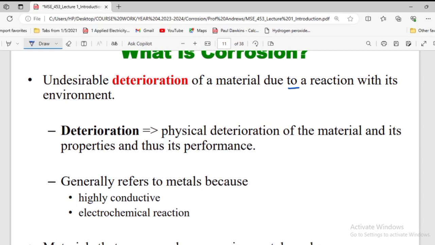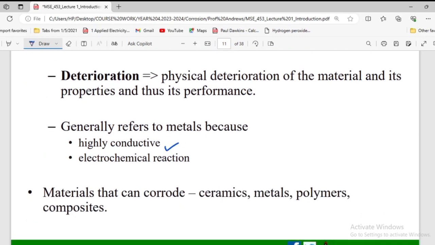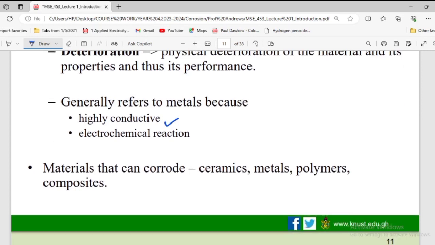Now, why is it that corrosion mostly refers to metal? This is because metals are highly conductive. They can conduct electricity, which means they allow electrons to flow through them. They also undergo electrochemical reaction. Now, we may think that only metals undergo corrosion, but that is false. We have other materials that undergo corrosion: ceramics, polymers, and composites. When ceramics, polymers, and composites undergo corrosion, we term it degradation. So ceramics, polymers, and composites degrade, but metals corrode. Let's take note of that.